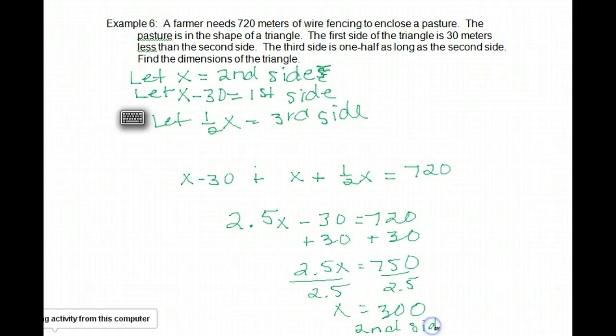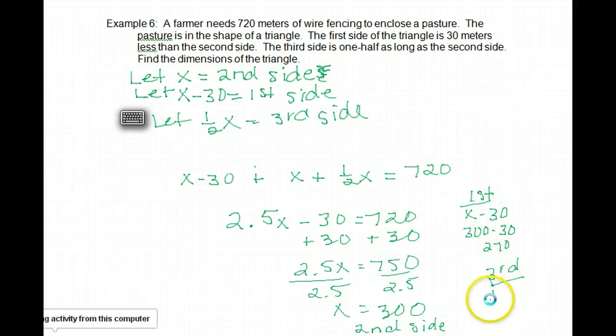So that tells me that the second side of that triangular pasture was 300 meters. But I have to find the other two sides as well. So the first side was found by subtracting 30. So 300 minus 30 is 270. And then the third side is found by taking 1/2 of 300, which is 150.